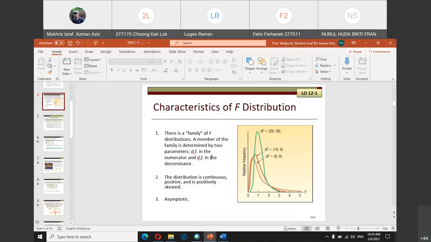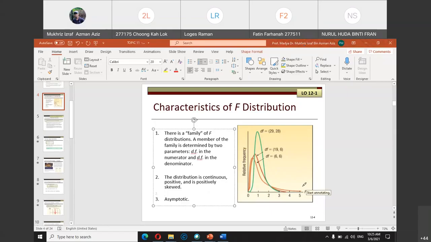Just like Z and T distribution, they are continuous. Earlier in your syllabus you learned discrete distributions. 2 types of discrete distribution that we learned are Poisson and binomial distribution. Then we learned the Z distribution, which falls under the continuous distribution. So just like Z and T, F is also a continuous distribution, but the main difference is it is positively skewed. If you recall what is positively skewed, the tail of the distribution is skewed towards the right. You can go back to your earlier lecture notes on this.